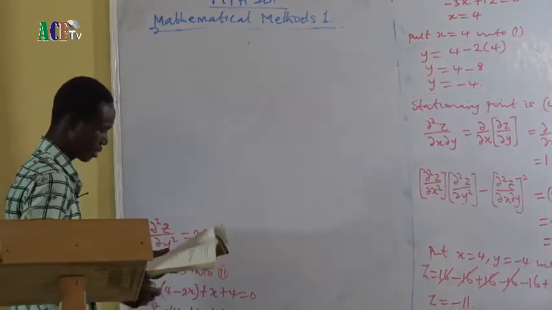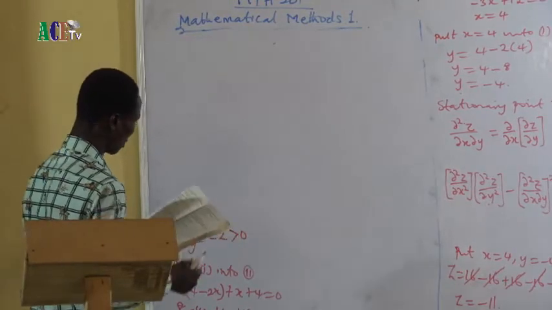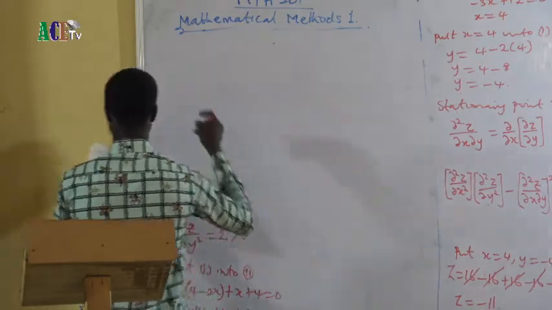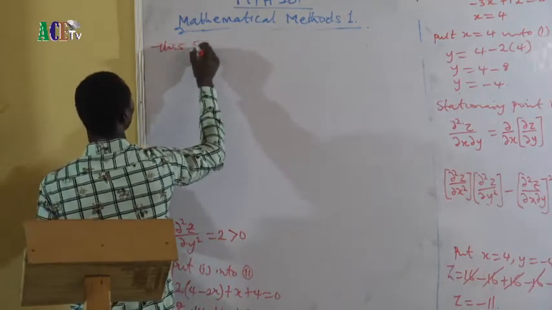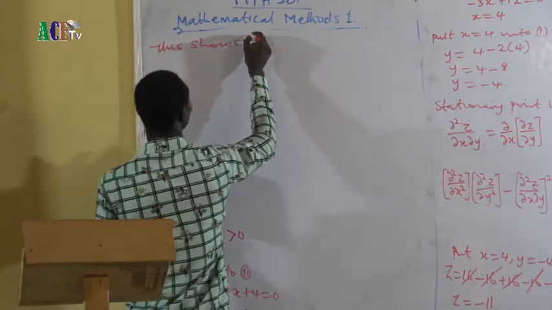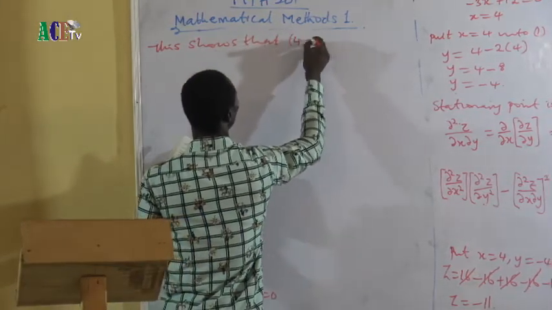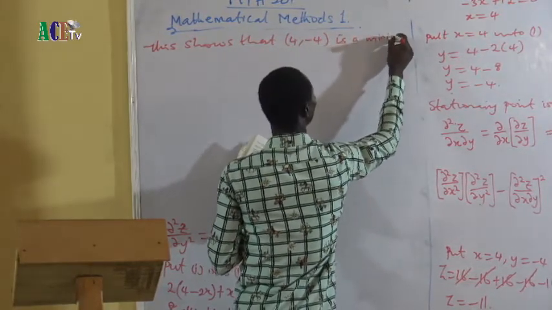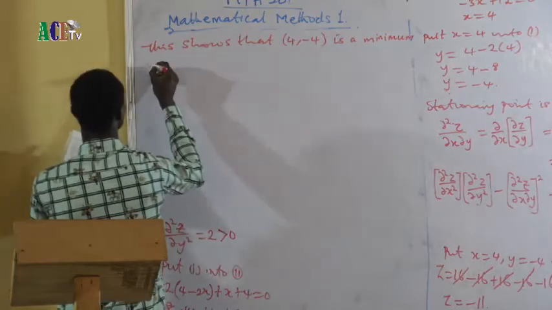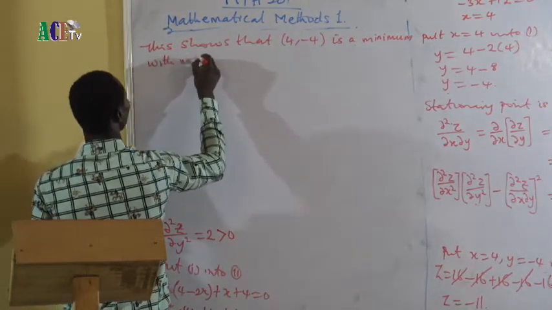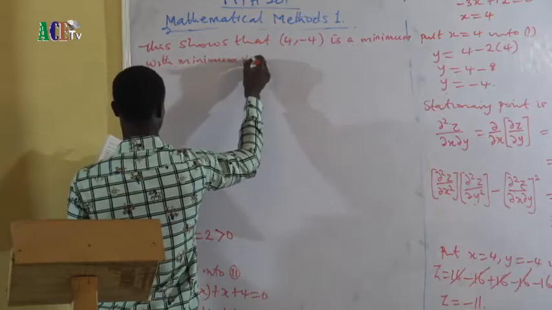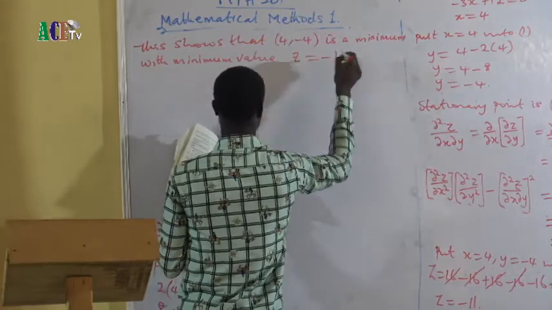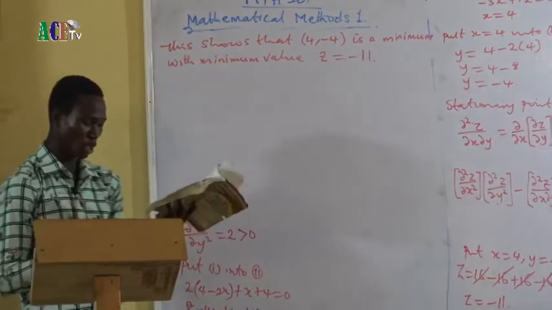Final statement. This shows that (4, minus 4) is a minimum with minimum value z equal to minus 11. That one was just written for you there.